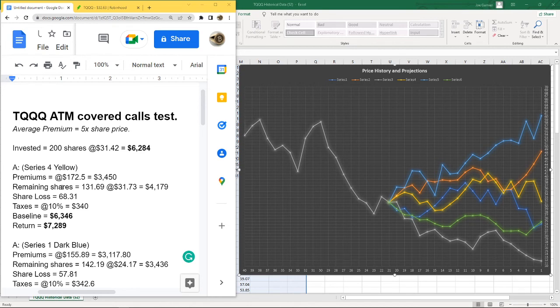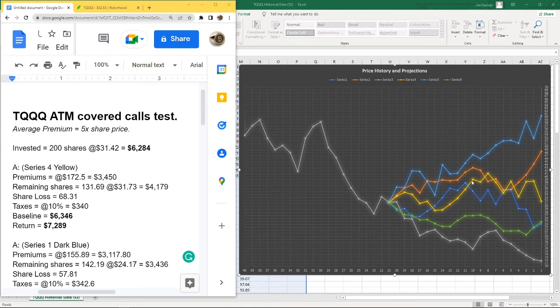I have run the numbers on 4 of the 6 lines here, and I'm going to show you what I have so far. So let's start with this yellow line right here, which is pretty sideways with a little bit of a bullish tendency. So keep in mind that we will be investing 200 shares at $31.42, and that's going to amount to $6,284.